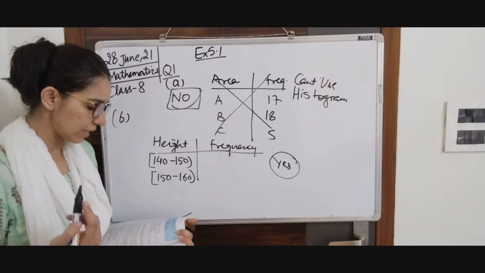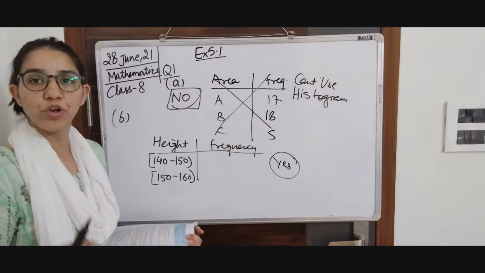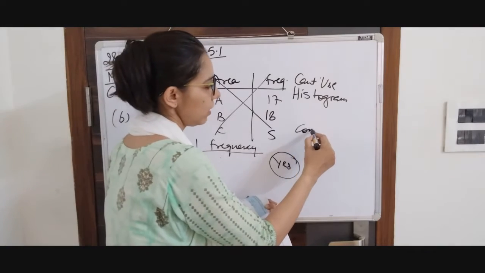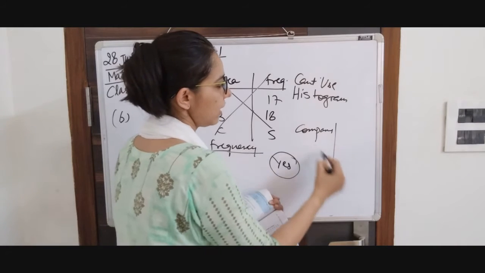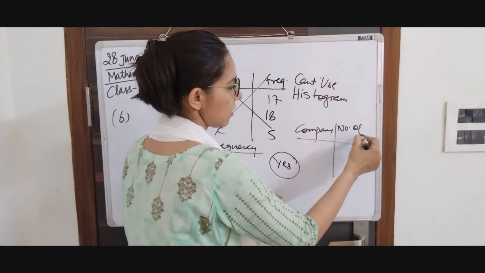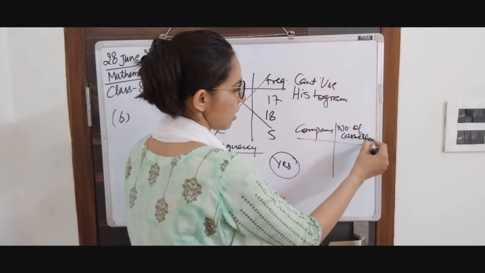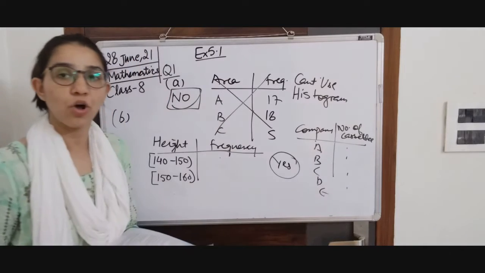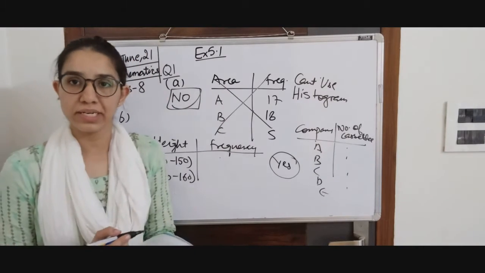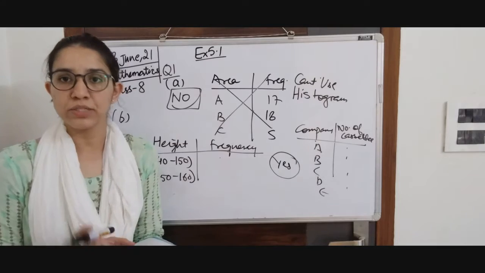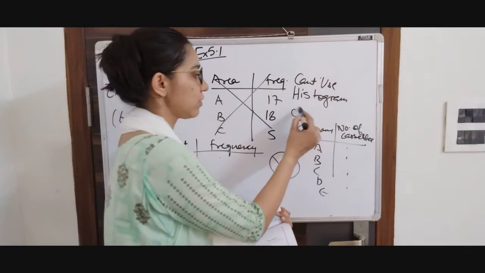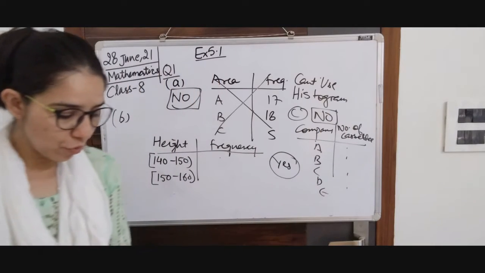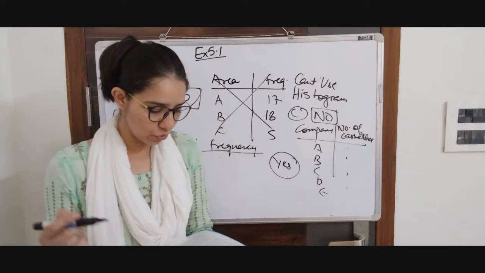C is number of cassettes produced by 5 companies. There are going to be 5 different companies, A, B, C, D, E. It will be company and number of cassettes. So it will be A, B, C, D, E, and then there are going to be numbers. Obviously, as we can see, they are discrete data. So no class intervals, no histogram. So answer for C is going to be again no.